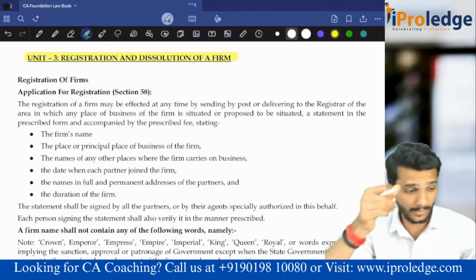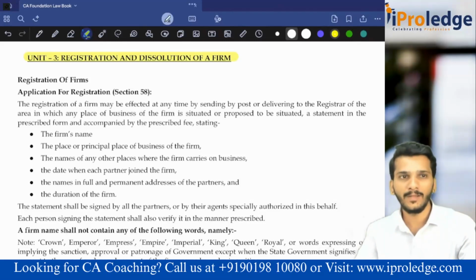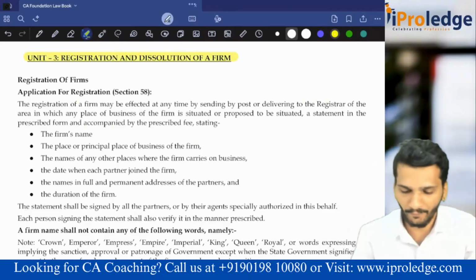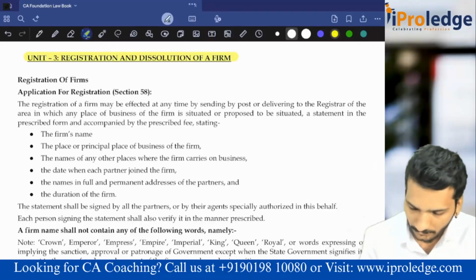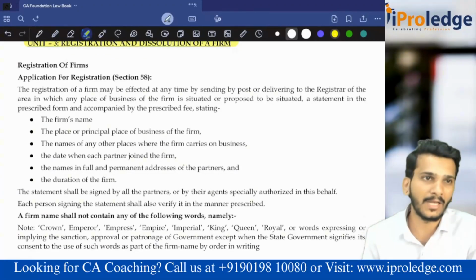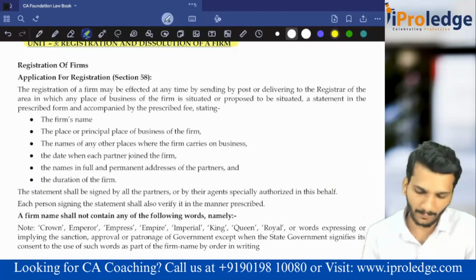In English law, it is mandatory, but we are India. We are not following English law. So in Indian law, it is not mandatory. But if it wants to get registered, then it has to follow this process. So what is that process? There is something called ROF, Registrar of Firms. As we have Registrar of Companies, ROC, here there is something called ROF, Registrar of Firms.